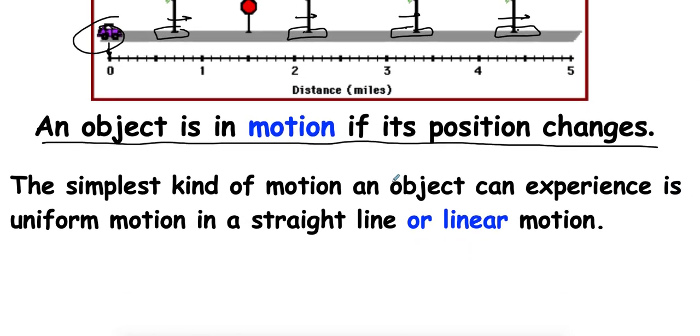The simplest kind of motion an object can experience is uniform motion in a straight line, or linear motion. So linear, the big idea here, linear motion is the easiest. We're also going to talk about rotational motion.